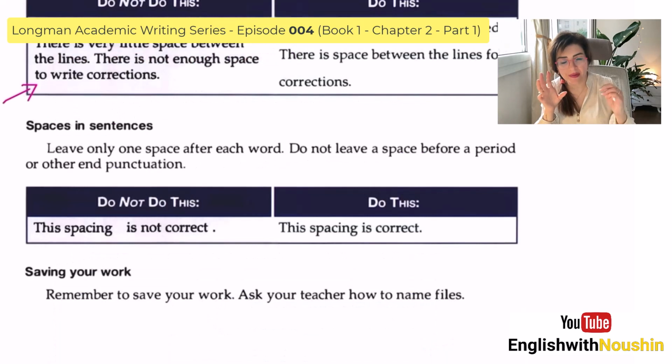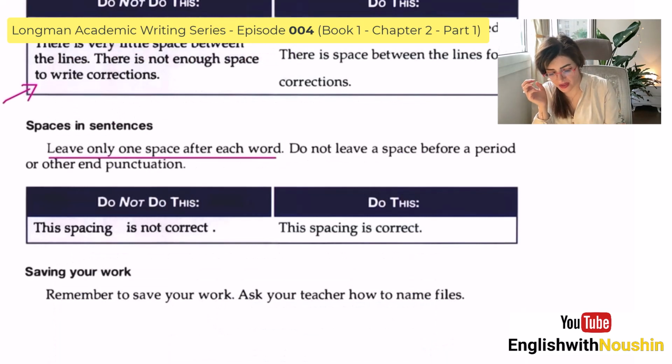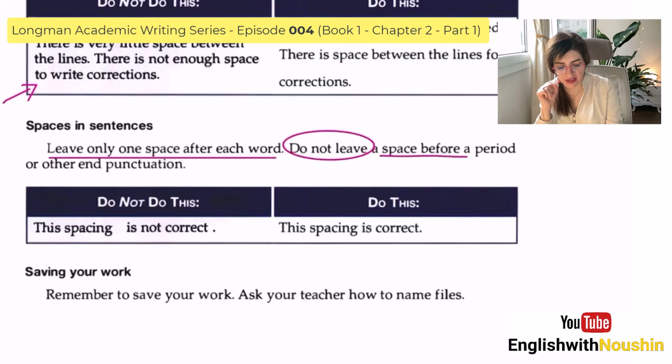And about spacing. Leave only one space after each word. So you write your word, then you space, then another word, then you space. And this is super important. Do not leave a space before a period or other end punctuation. So this part here, the space between the full stop and T, is wrong. It should be like this.